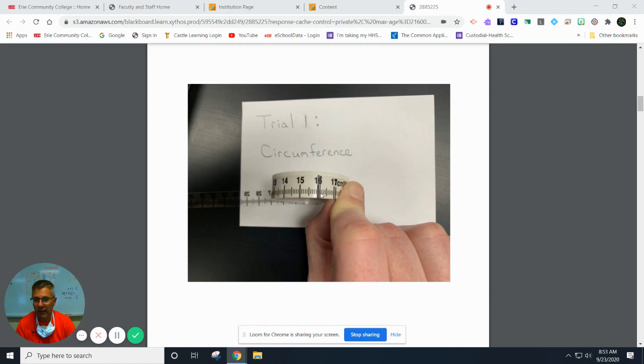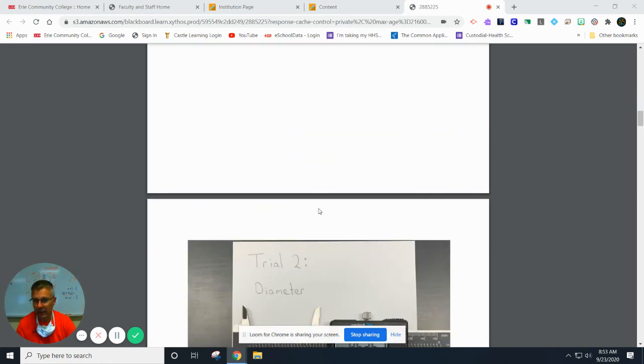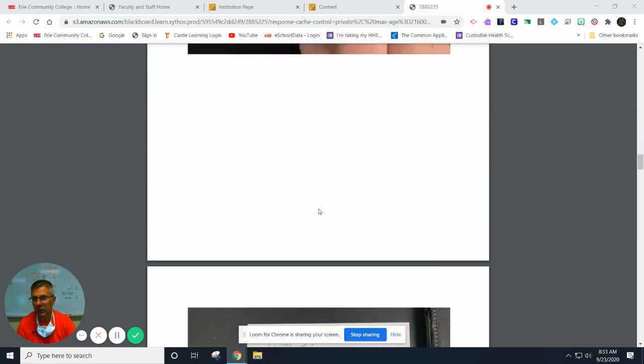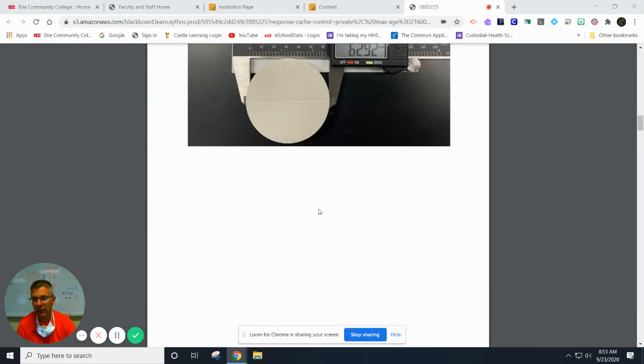Then we scroll down, and this shows you the circumference. This black line here is like 16.1 centimeters. It's where this black line overlaps the mark. Got it? And you're going to keep doing that as you go through, over and over again. Okay, good luck and have fun.